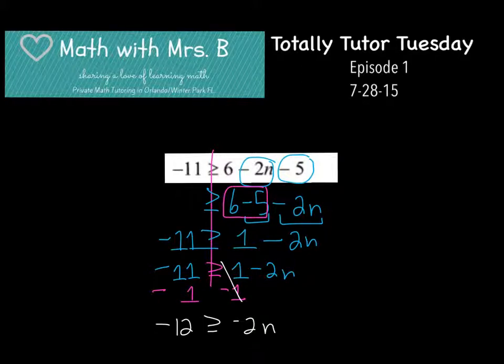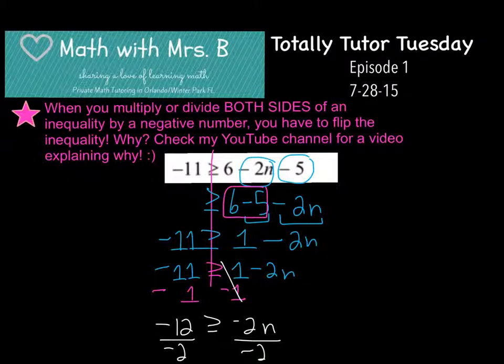So next step is to say to ourselves, well, negative 2 is multiplying to n. How would I undo or delete that negative 2? Well, what I'm going to do is divide by negative 2. And I'm going to remember a super important rule about inequalities and dividing and multiplying by negative numbers on both sides. It is a really important rule. This is it. This is the moment.